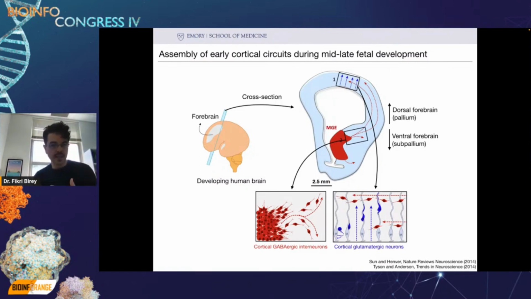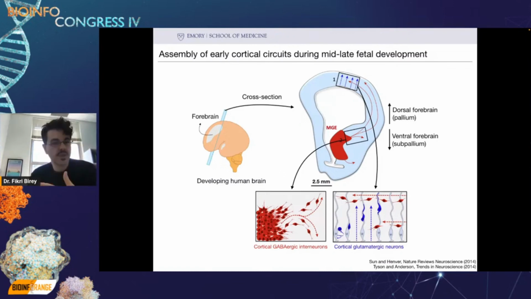Once these interneurons are born in these regions, they have to migrate, especially in humans, really long distances towards the dorsal forebrain, where they meet their glutamatergic counterparts and start forming these early connections. That's what I refer to as the early assembly of the cortical circuits.